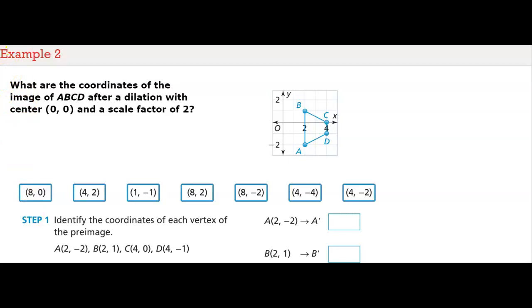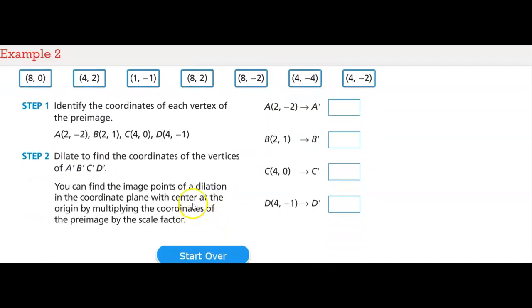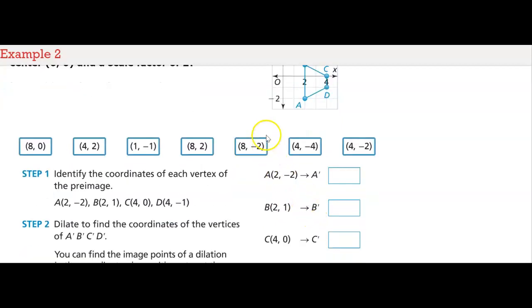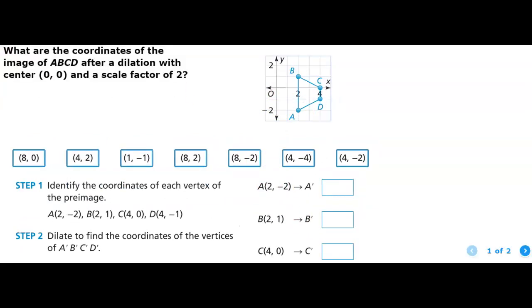What are the coordinates of the image of ABCD after a dilation with center 0, 0 and a scale factor of 2? Okay, so step 1. Identify the coordinates of each vertex of the pre-image. So we have A at 2 and negative 2. A prime would be... So let me do a quick picture.